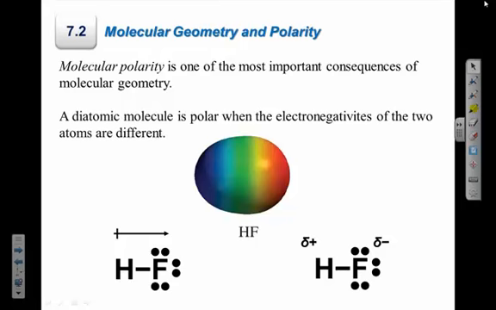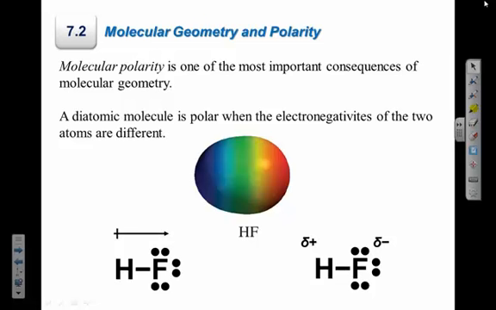Alright, so let's pick up where we left off on Tuesday here in Chapter 7. We were talking about individual bond polarity, and we said when two atoms are sharing electrons, that electron density is fluid and it can shift around, and it should be pulled more toward the atom that's more electronegative. That creates a polar bond.